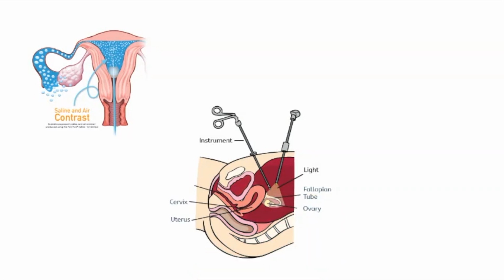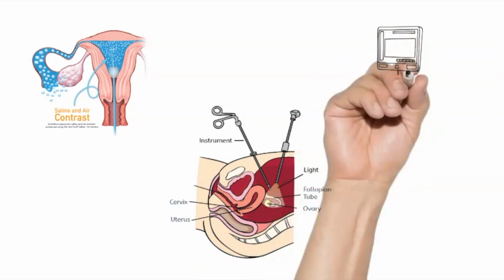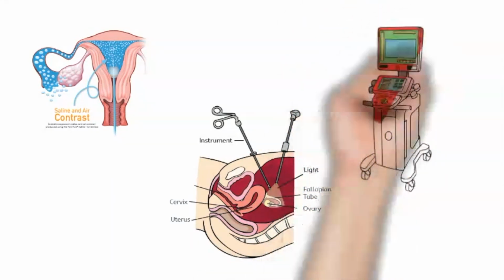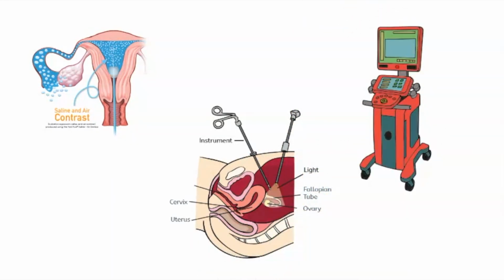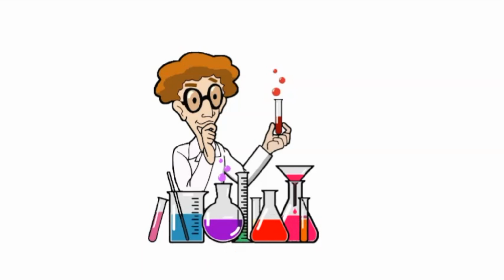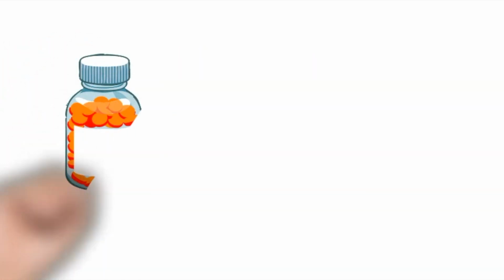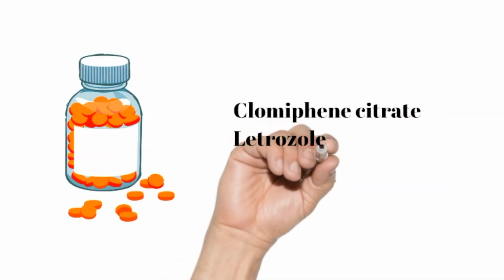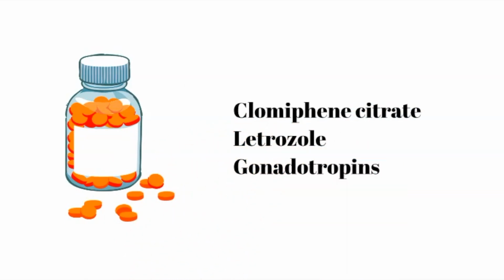At the same time, a hysteroscopy can be performed to assess the uterine cavity. Ultrasound is not a good modality to assess the tubal patency and the uterine cavity. If ovulation is not happening naturally, medications are available. Those include clomiphene citrate, letrozole, and gonadotropins.